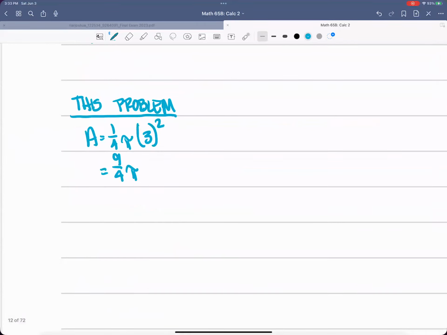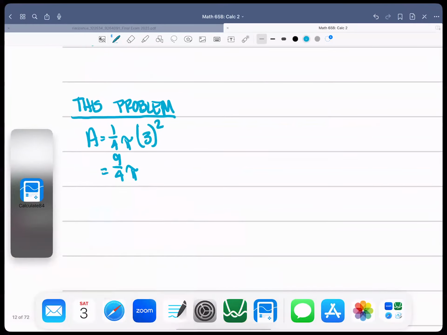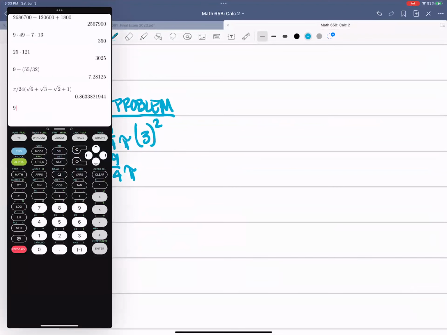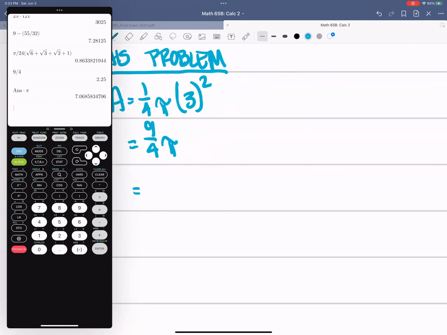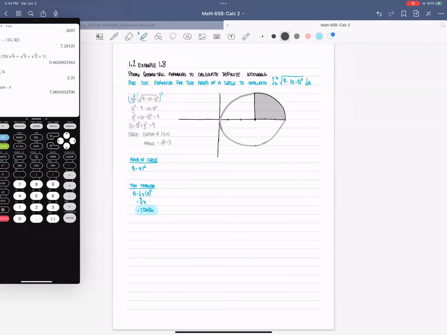We could leave it like that, but you know what? We're experts here. 9/4, and we're multiplying by pi, which is about 7.06858. And there we go. That is the solution. All done. Super easy.